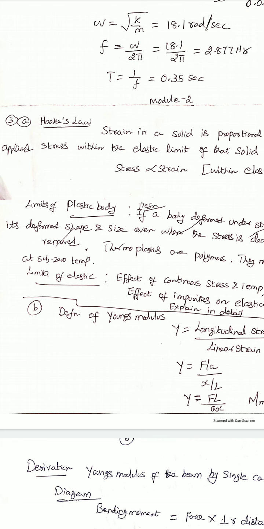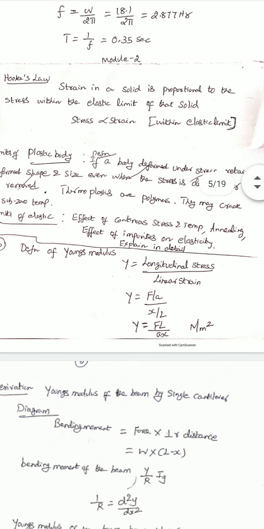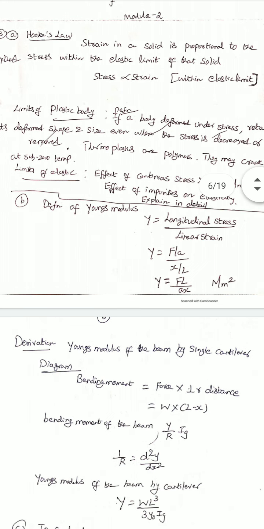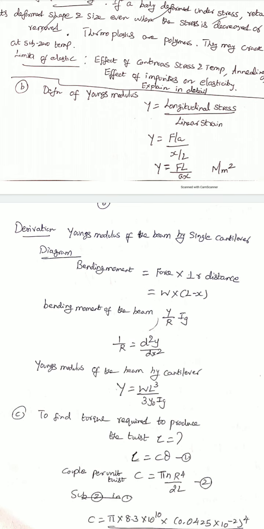Okay, so then 3b, that is define Young's modulus of the materials, and then derivation for the Young's modulus. So Young's modulus definition is the ratio of longitudinal stress to the linear strain. So the units are Newton per meter square. So then the derivation of the Young's modulus by single cantilever method is given.